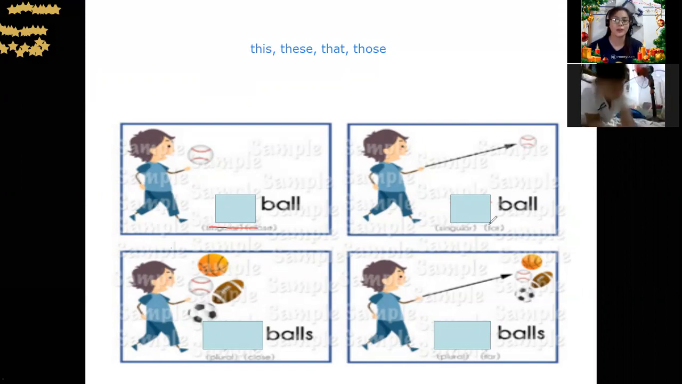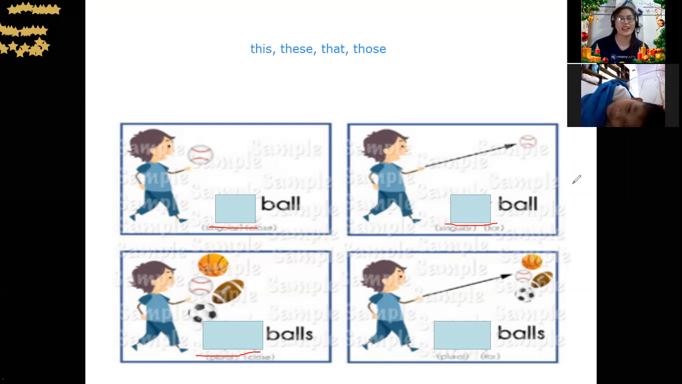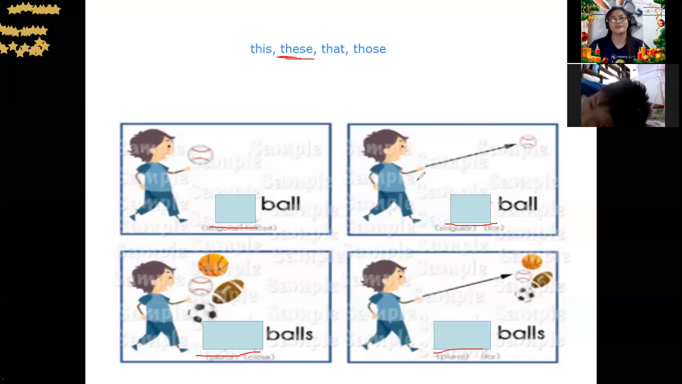This, what about here? That, what about here? There. Oh, it is not there. It is these. Where? This one, it is not there. It is these. Okay, one more time. These. Breathe. Okay, what about here? Toes. Okay, those.